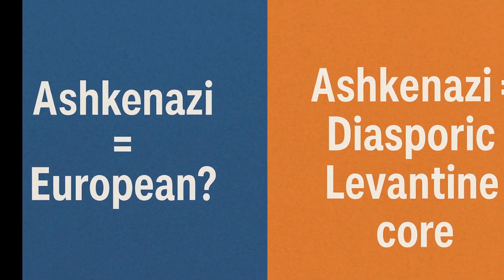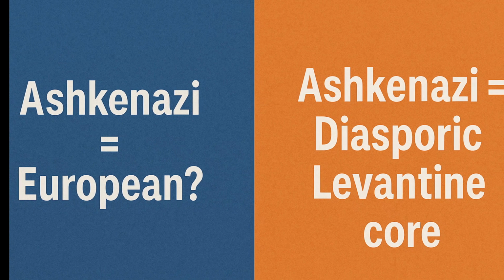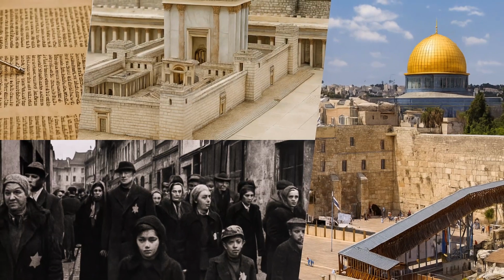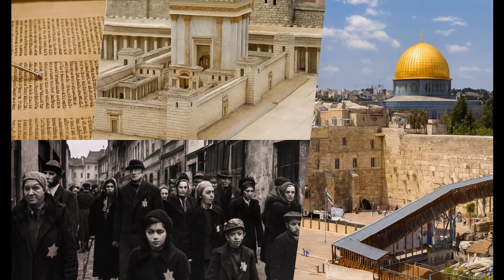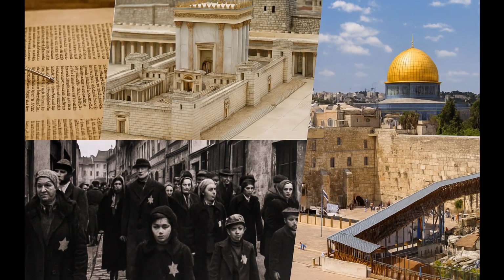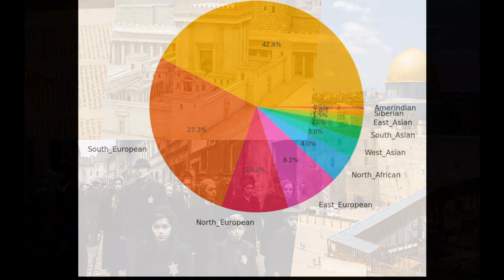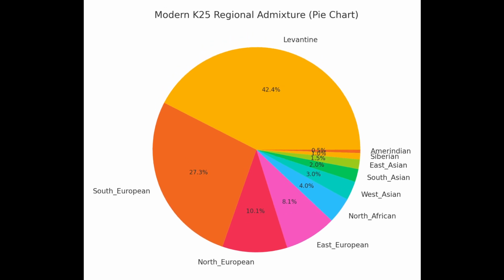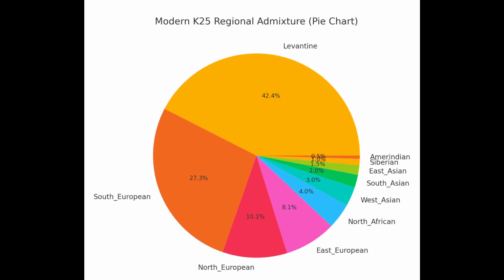Some claim Ashkenazi Jews are purely European. These results clearly say otherwise. Modern Jews, especially Ashkenazi, are not simply converts or isolated groups. We carry a distinct genetic signature rooted in the ancient Levant, backed by peer-reviewed studies from Behar, Harney, Waldman, and others. European admixture is part of our journey, but it never replaced our origin.